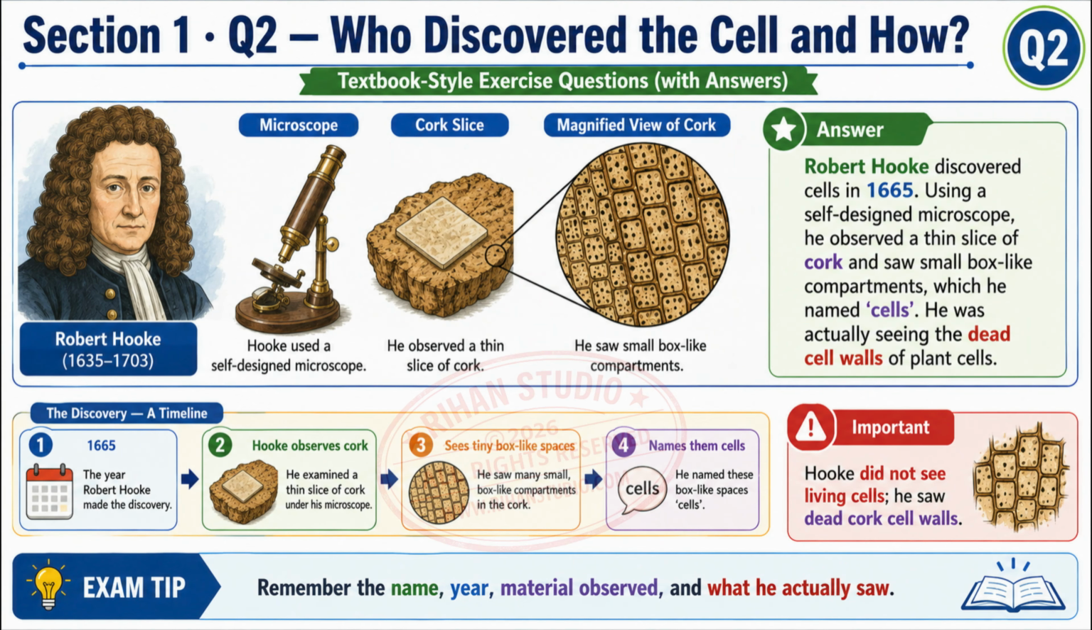2. Who discovered the cell and how? Robert Hooke discovered cells in 1665. Using a self-designed microscope, he observed a thin slice of cork and saw small box-like compartments, which he named cells. He was actually seeing the dead cell walls of plant cells.